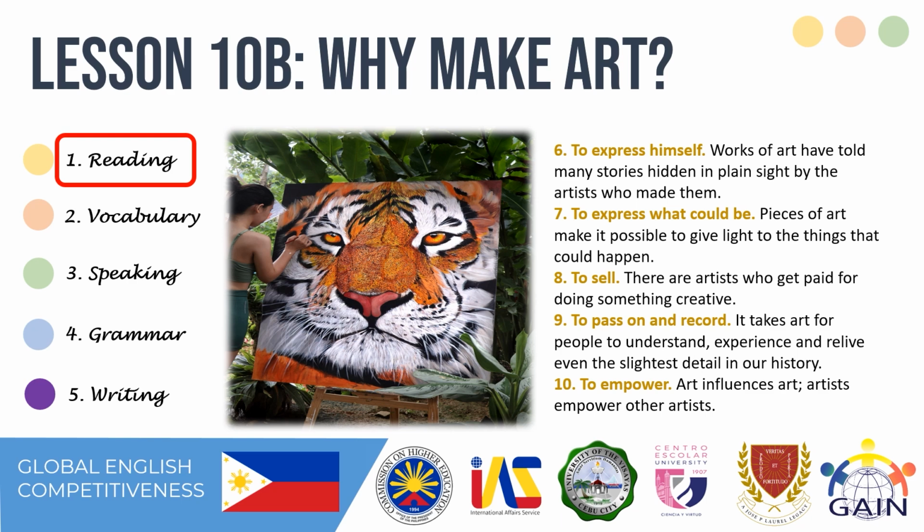7. To express what could be. Pieces of art make it possible to give light to the things that could happen. 8. To sell. There are artists who get paid for doing something creative. 9. To pass on and record. It takes art for people to understand, experience, and relive even the slightest detail in our history. And 10. To empower. Art influences art. Artists empower other artists.